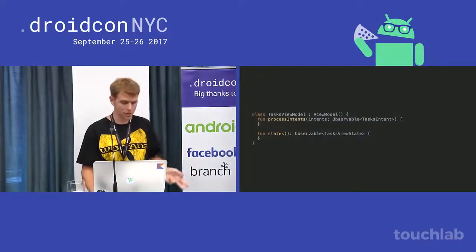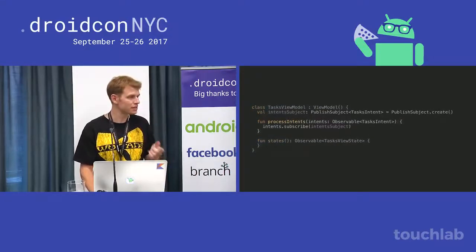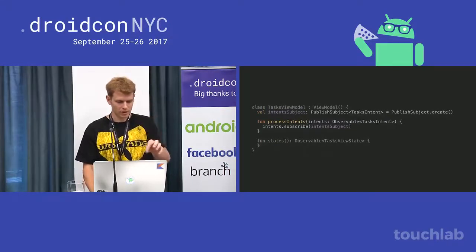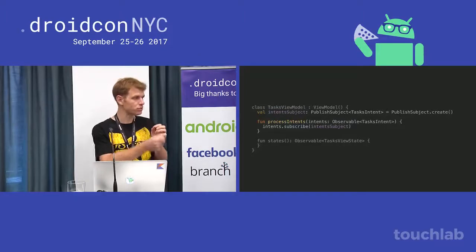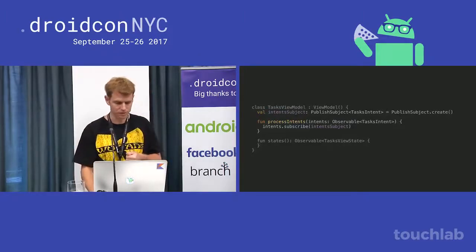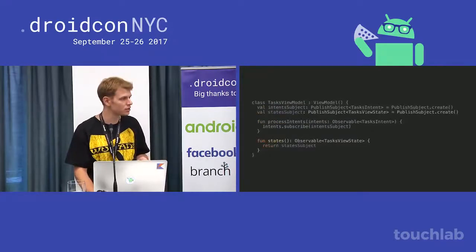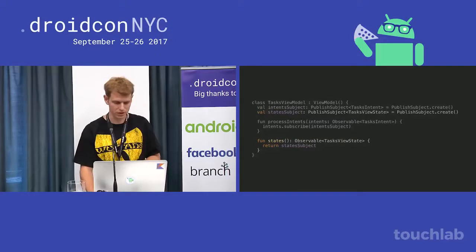How would we code it? Inside the ViewModel, we create the proxy for the intents. It's a basic subject. And process intent is coming from the UI, so we just subscribe to it, meaning we just forward every intent we get inside the intents subject. We create the proxy for the states, and it's basically what we just return from the ViewModel.